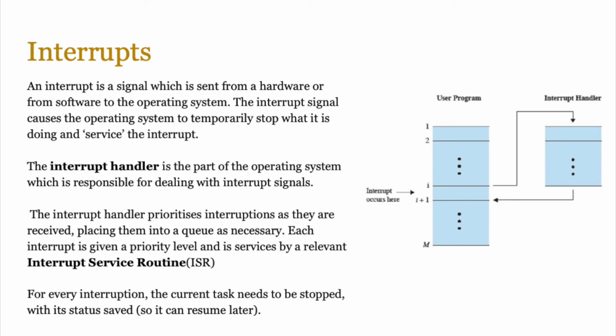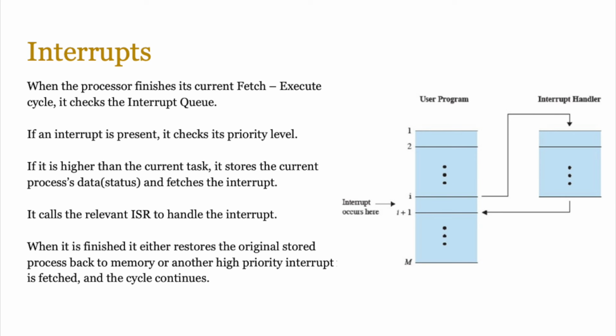Each interrupt is serviced by an interrupt service routine. An ISR is a small program that is used to deal with interrupts and is specifically written for each interrupt. For every interruption, the current task needs to be stopped and its status saved. Whatever the results were in the register or in RAM have to be stored somewhere.